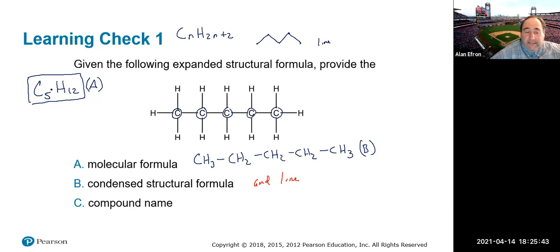Lastly, when we name things, those first 10 alkanes are really important. It's all about the number of carbons. 5 carbons represents pentane, A-N-E at the end. Penta for 5, basically, pentane. Any questions on any of those names or things?